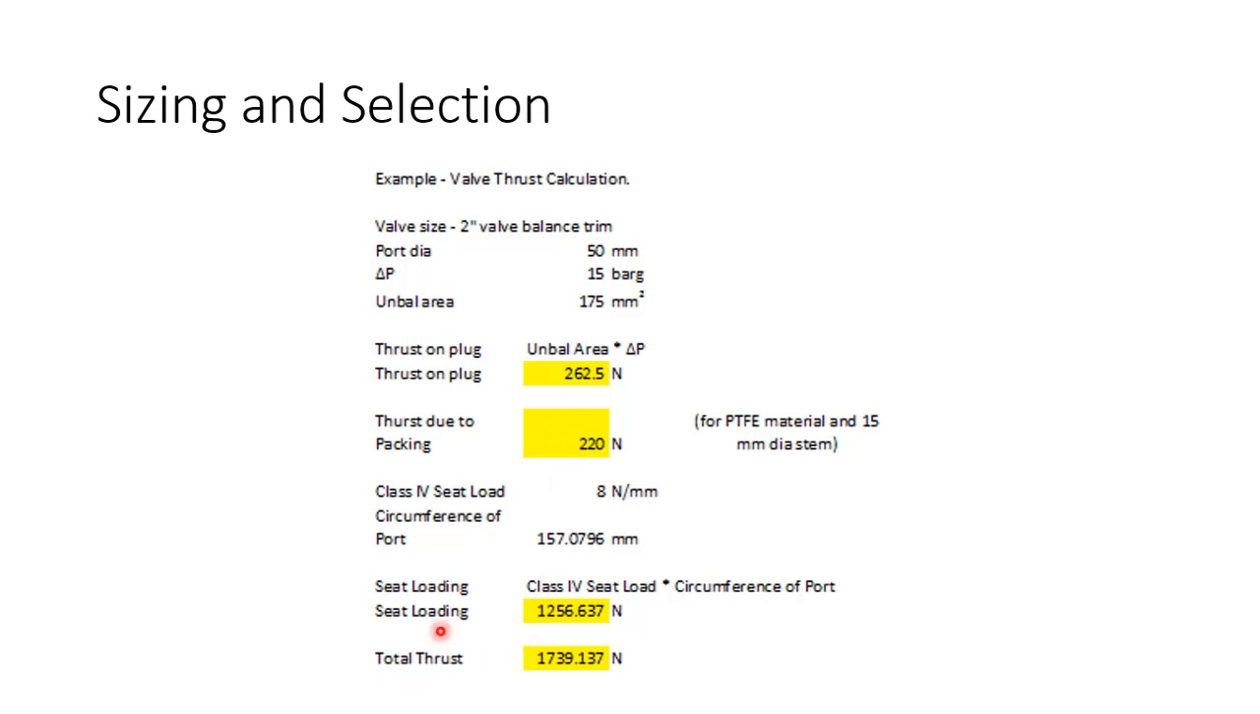One more thing I wanted to put in is that here we have considered an unbalanced area, and the thrust is 1739, while if it is a balanced area it could be much lower, because the most important seating load will reduce drastically.